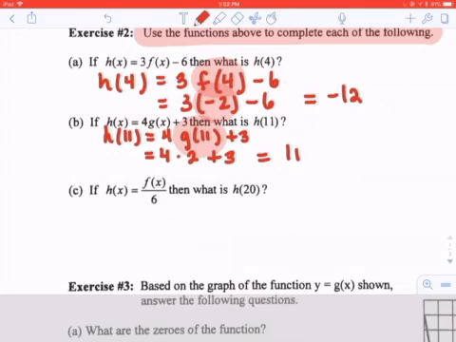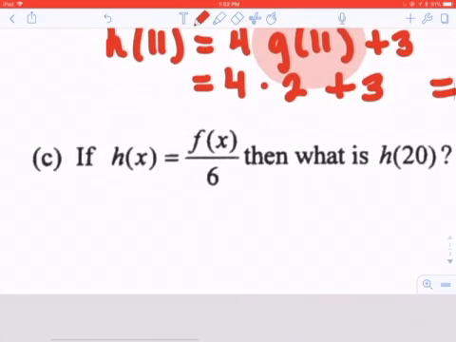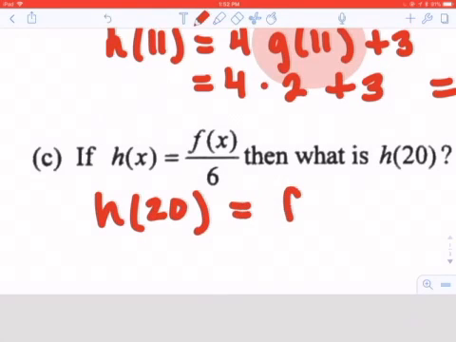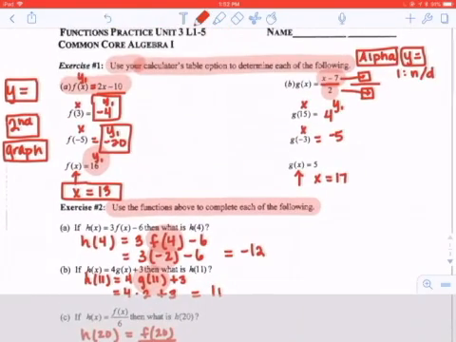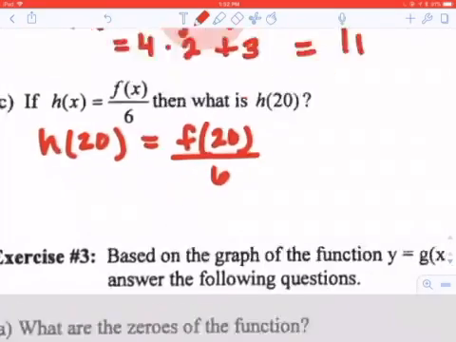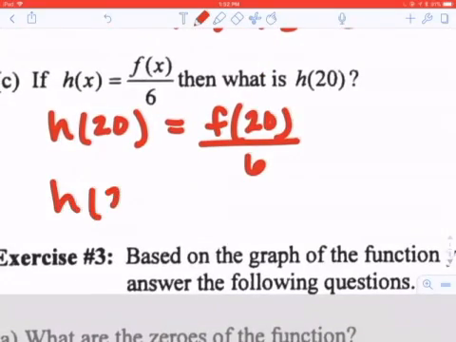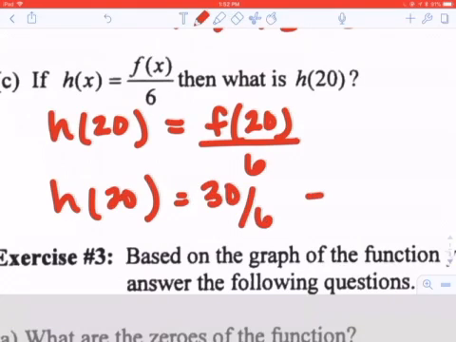Okay, and one more. What is h of x if h of x equals f of x divided by 6? So we have to do h of 20, so we're going to do f of 20 divided by 6. So what's f of 20? Go back to your f function. f of 20 is 30. So h of 20 is 30 divided by 6, which equals 5.